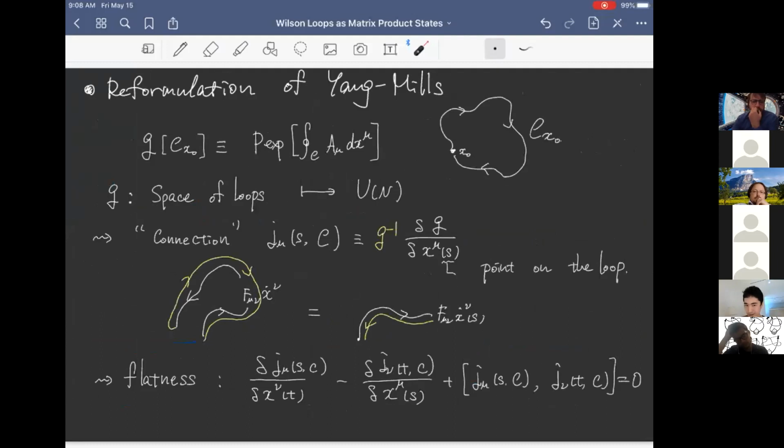What Polyakov did is you can actually reformulate the Yang-Mills theory into something that looks like a Principal Chiral Model. So the idea is to consider this object, G of C, x0, which is basically just a path ordered exponential. An important point is that unlike the Wilson loop, I'm not taking a trace. Because I'm not taking a trace, it actually depends secretly on the initial point of this contour.